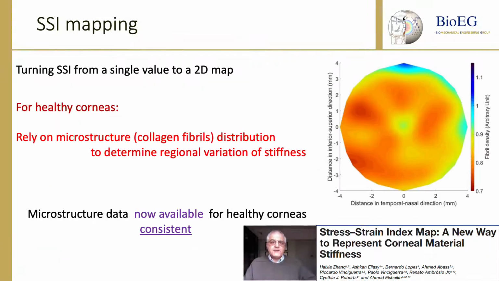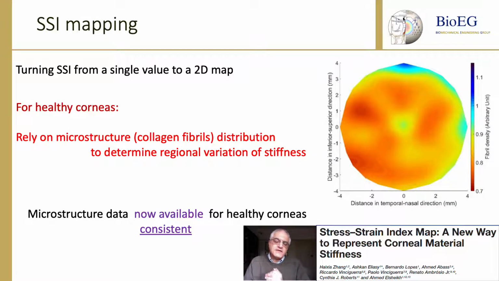An important development of this work was turning the SSI from a single value into a 2D map. In doing this work, we relied on two things. The first is an observation that the corneal biomechanics, or stiffness, relies completely on the microstructure, or the collagen fibril content. So if you have two locations with different collagen fibril content, you would expect that the one with the higher content would have higher stiffness relative to the other location. So this is quite important.